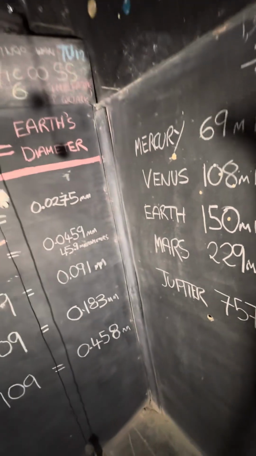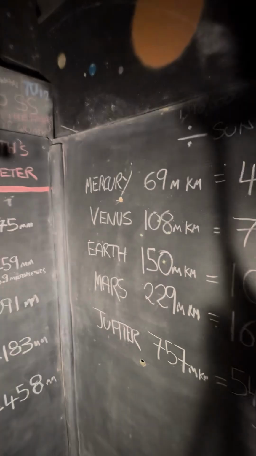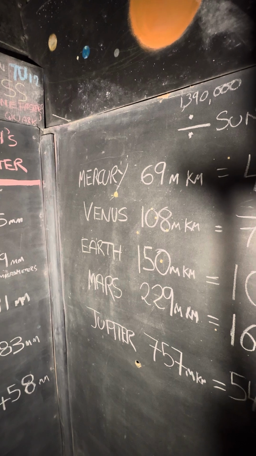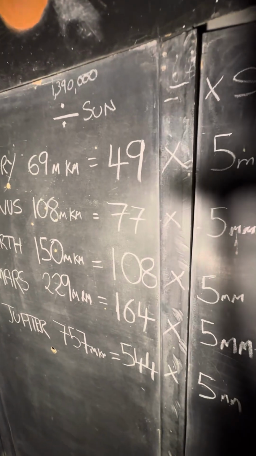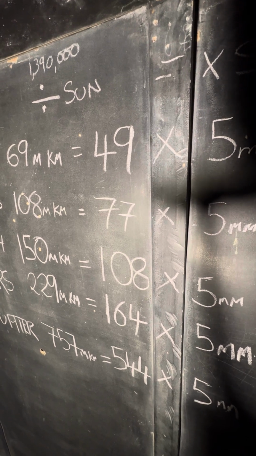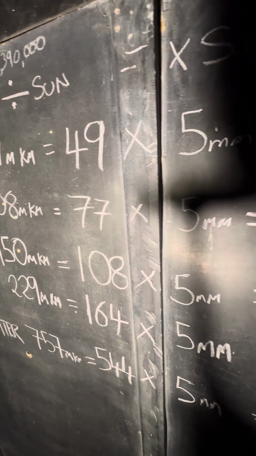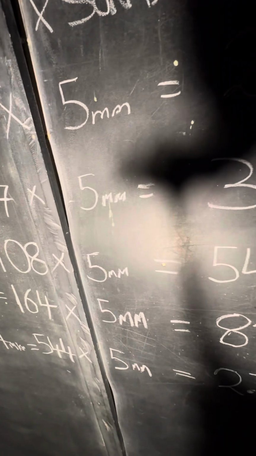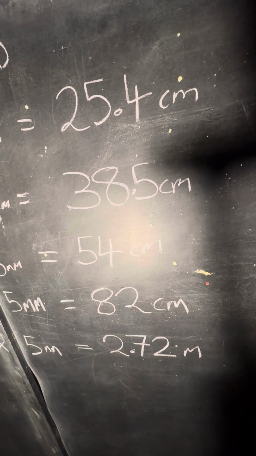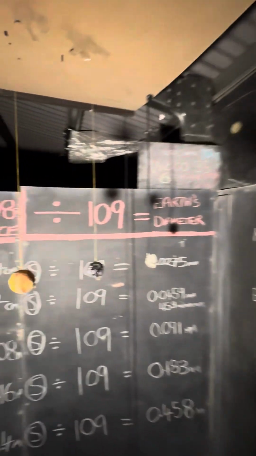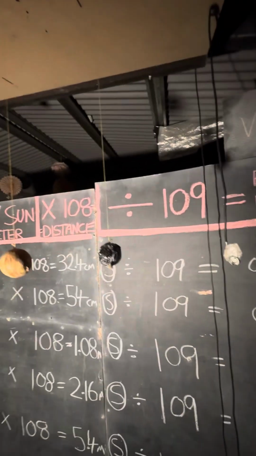So that's what we did for Earth, right? 150 million kilometers between the sun and Earth. We divide 150 million by the sun's diameter to get the number of sun diameters, and then we multiply it by the 5 millimeters, and that gives us the distance in centimeters, and it's 54 with a 5 millimeter bulb.